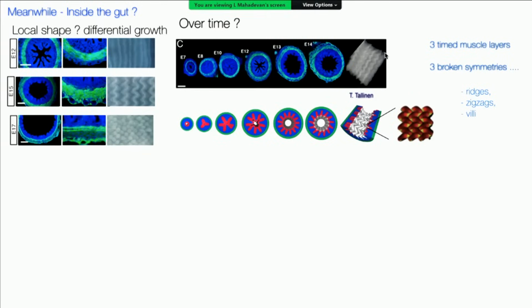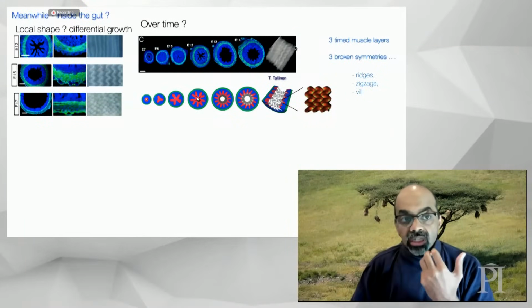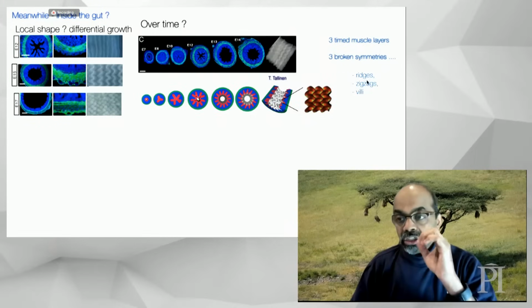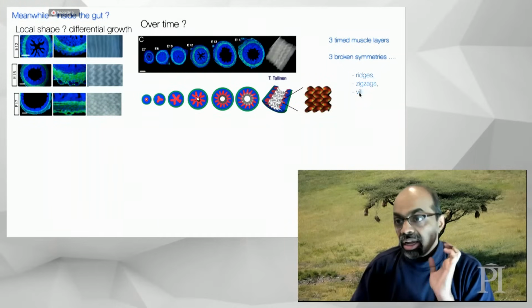what happens biologically. We live in 3 dimensions, and it turns out that there are 3 timed muscle layers. First, a muscle layer which constrains the gut azimuthally, so prevents it from growing in this direction, so forms ridges. Then a longitudinal muscle layer, which prevents the gut from growing in this direction, and these ridges become zigzags. And then finally, one more azimuthal layer, which causes the gut to grow radially. 3 broken symmetries, 3 timed muscle layers, and you transition from a smooth to a ridged to a zigzag to a villified gut, if you will.